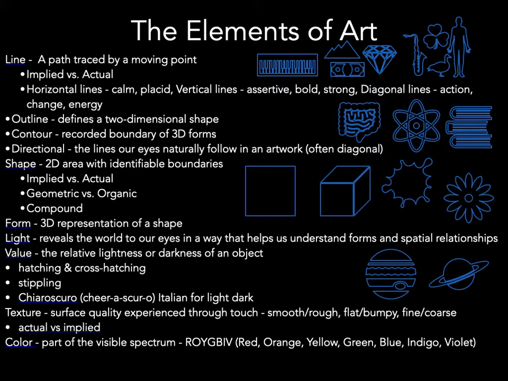Oftentimes, things that are found in nature are also organic in shape. However, not everything found in nature is organic in shape. Notice the planets themselves are spheres, and so those, though they're found in nature, are geometric in shape.